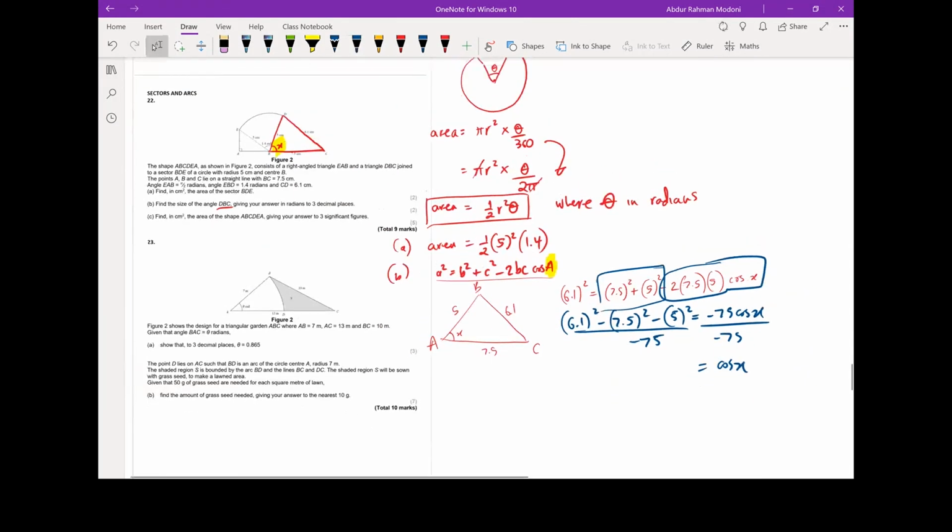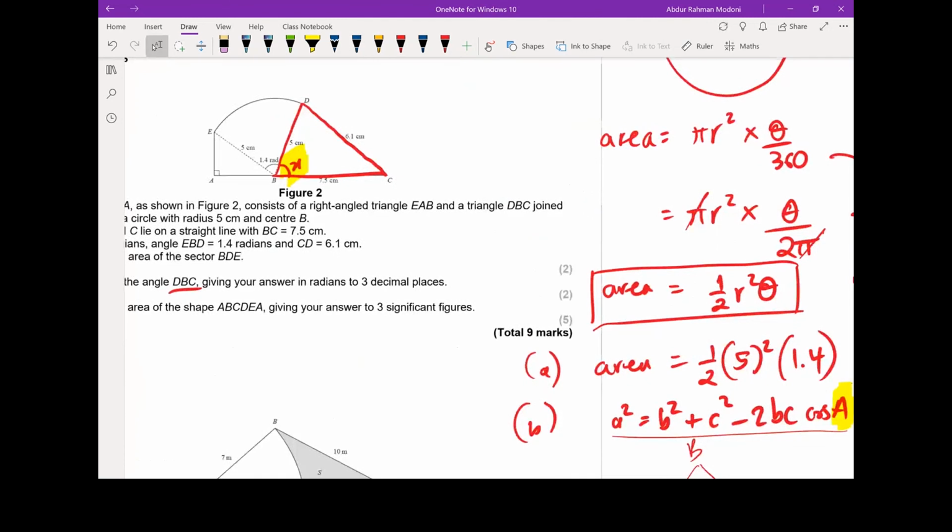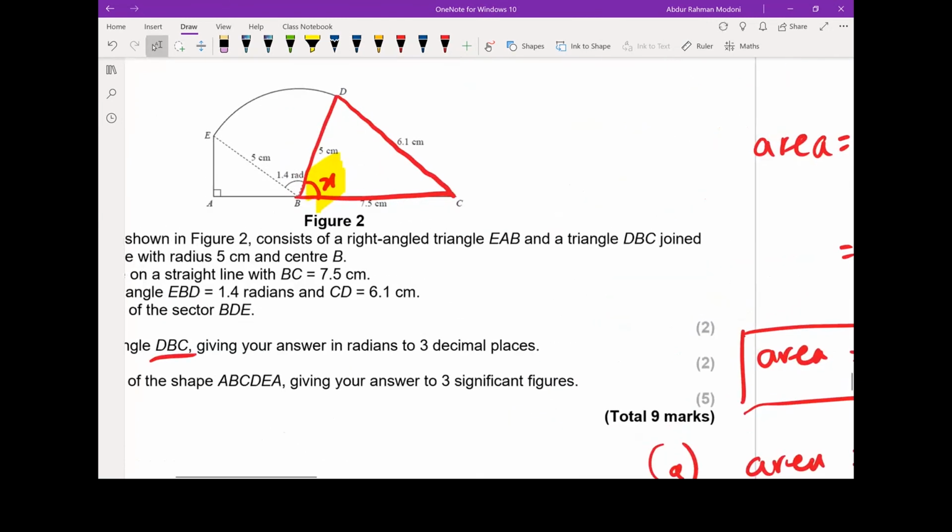And then it goes on to say find the area of shape ABCDEA, which is referring to that whole shape. So what can we use? Well, you can use the area of a triangle, half AB sine C, where you know this angle, so that angle will be the C, and this will be your A and B. You can find the area of the sector, which you already found, and then the area of the triangle is essentially base times height divided by 2.